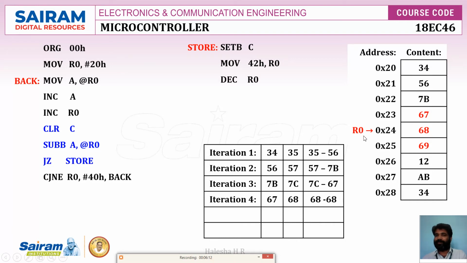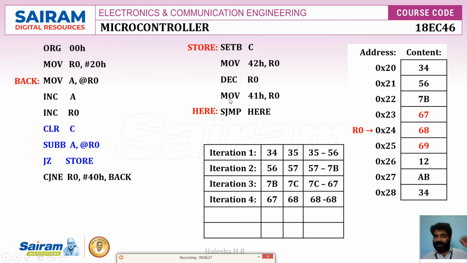So decrement. So it is pointing to 23. That you copy into 41H. Okay. And put a control. So this is how we come out of the loop and we store.